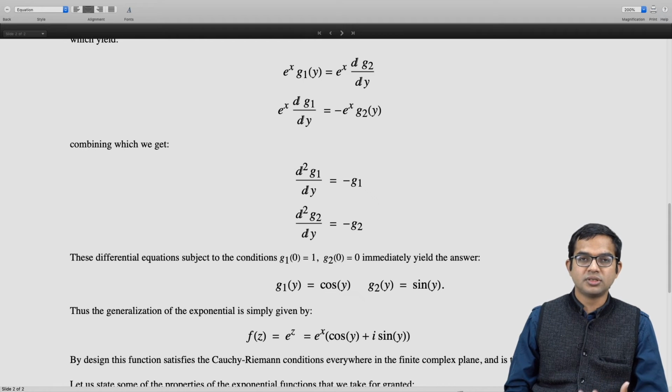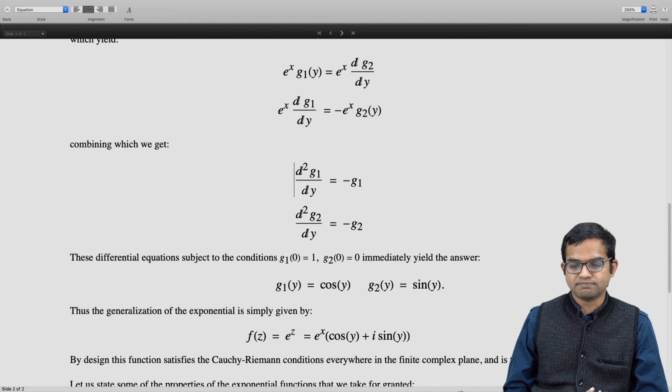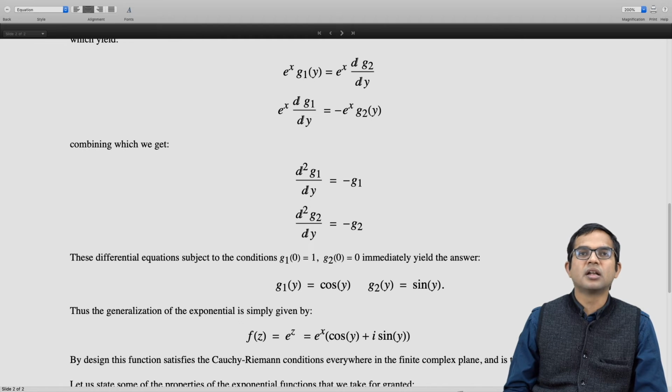So this is a way to argue for the Euler formula, right? It's a generalization of the exponential function, such that the generalization is analytic. In fact, it turns out that this function e to the z is analytic in the entire finite complex plane.